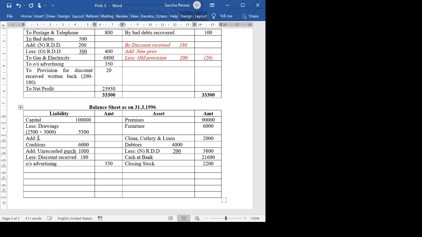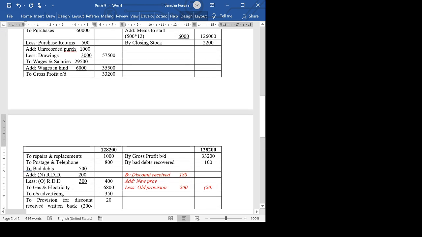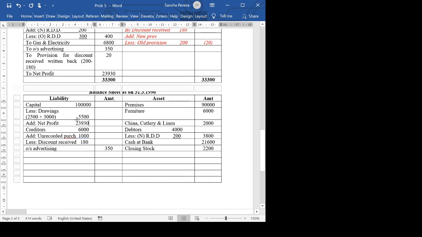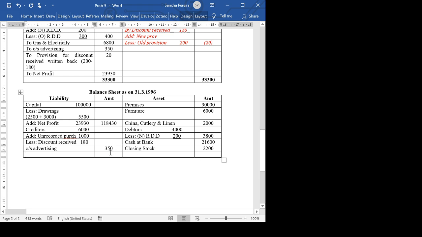So we add this here. Add net profit. This comes to 1 lakh plus 1 lakh minus 5,500 comes to 118,430. 118,430, and the balance sheet I think tallies. This comes to 125,600. 125,600.